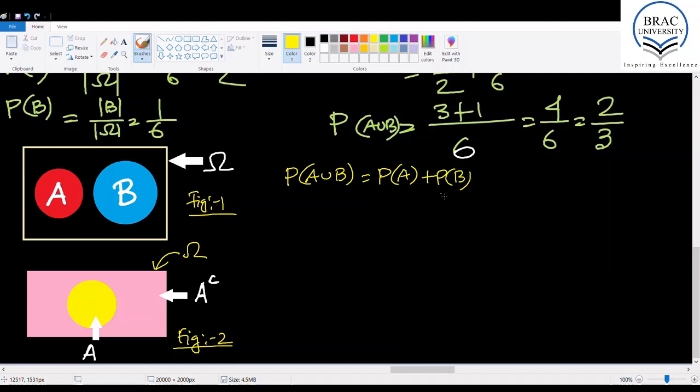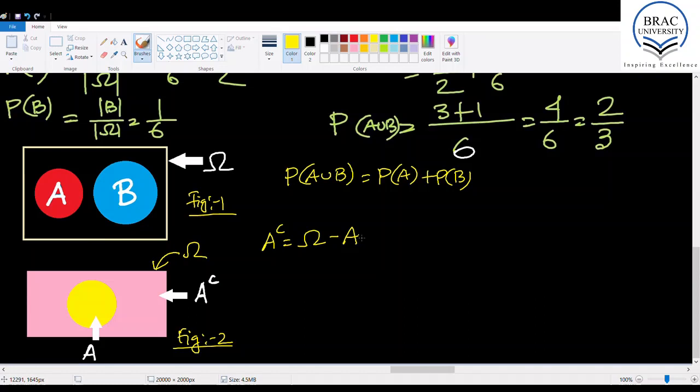Now look at figure 2, where A is an event denoted by the yellow circle, and the rectangle again is representing the sample space. So it covers all the outcomes possible from an experiment. Okay, so what is A^C here? A prime, A^C. What is A^C? From our idea of sets, we know that A^C is the universal set minus A.